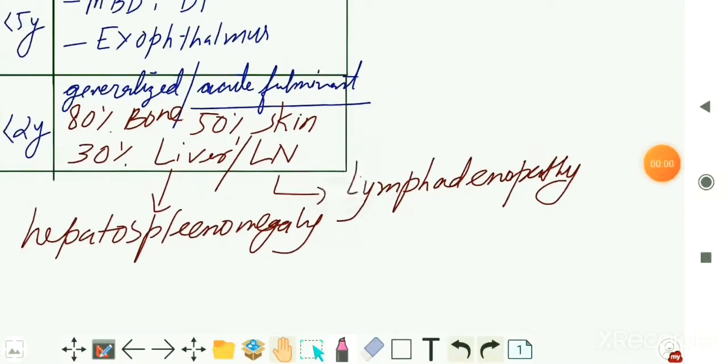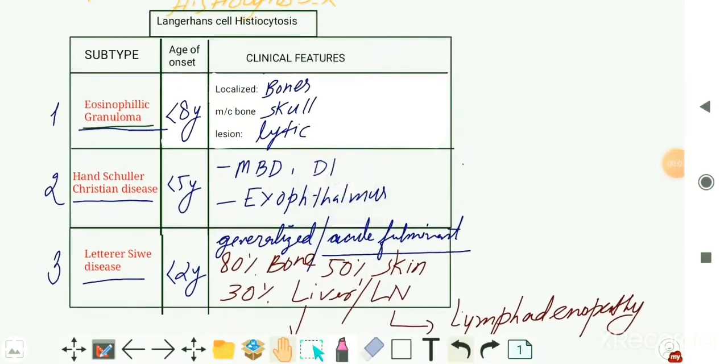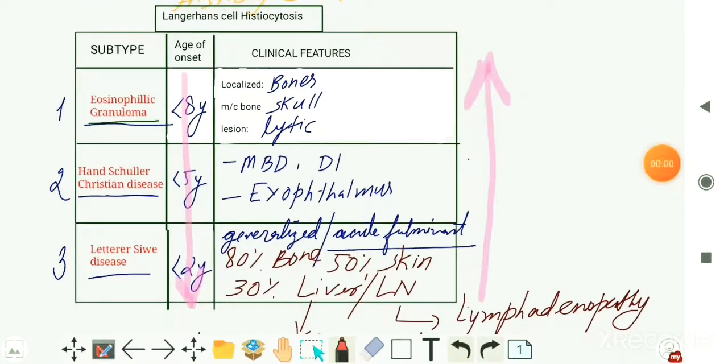Let's have a complete look at this table. If you can see, the age of onset is arranged in a decreasing pattern, and the clinical features are arranged in increasing order. As you can see, from upwards to downwards, the clinical features are increasing. As you can see here, the skin is involved. That's why I told you in Langerhans cell histiocytosis, the skin manifestation is seen.